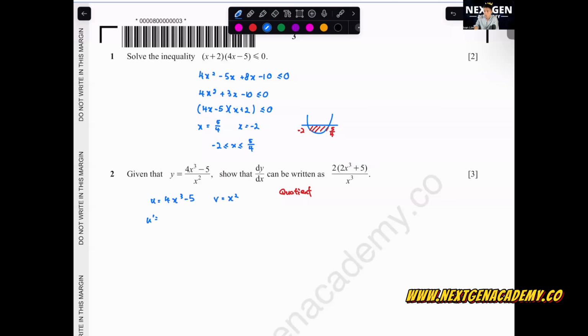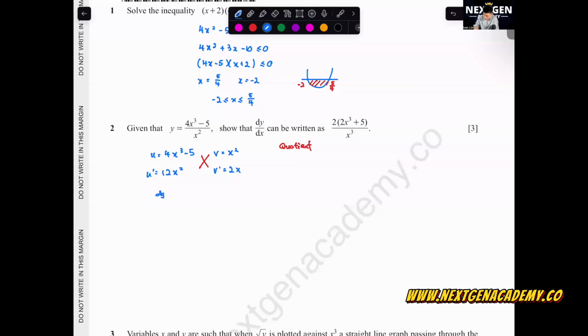u prime, we differentiate this, will be 12x squared. v prime is 2x. The formula: dy over dx is v u prime minus u v prime over v squared. This is not necessary for you to write, but you can write it just to double check. Always remember also, start from v, don't start from u. I always see a common mistake: some students will start from u.